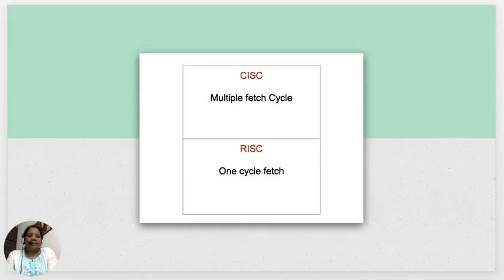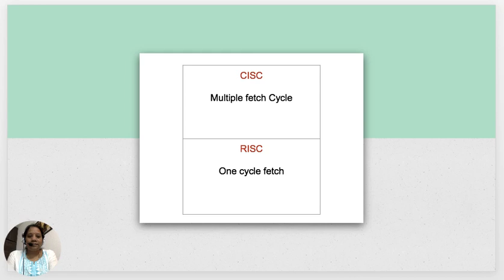Coming to the second difference, we know that every instruction undergoes 3 phases of execution. Whenever an instruction has to be executed, it has to undergo 3 phases. The first phase is the fetch, the second is the decode, and the third is the execute phase. Now when you take a CISC processor, it has multiple fetch cycles.